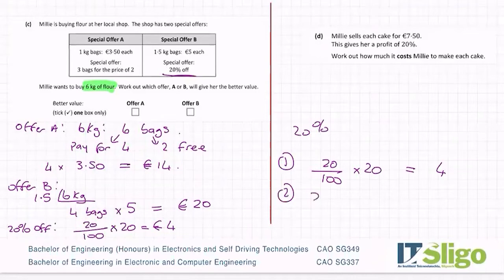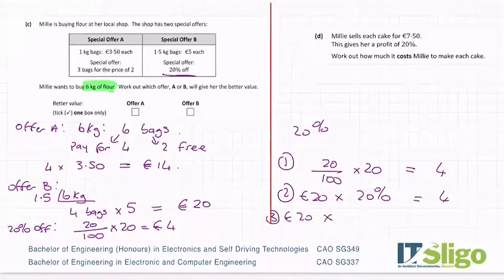You can go €20, multiply by 20% on your calculator. And when you put that percentage sign into a calculator, it automatically divides by 100. Okay, and you'd get €4. You can also go, this is the third way, change the 20% to a decimal and do it that way. So whichever of those methods suits you best, you can work it out that way, okay?